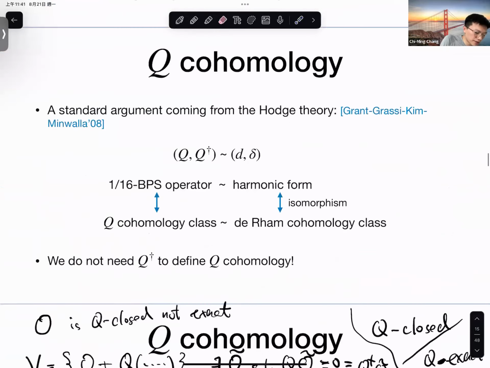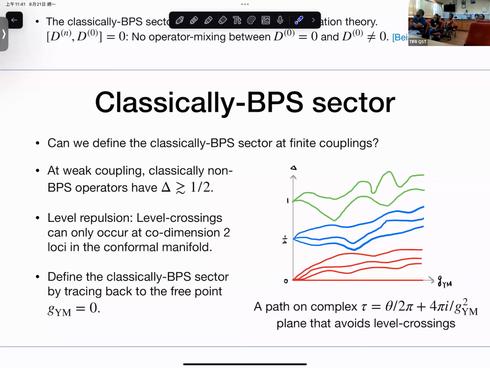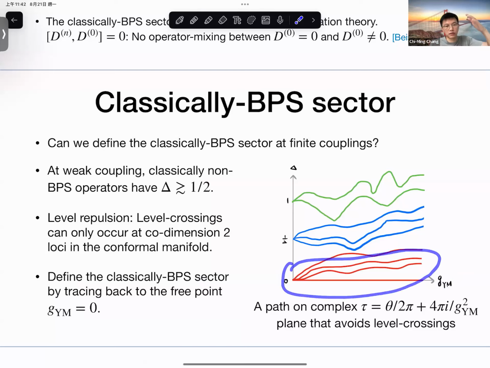From this picture, first they are in class. I mean, they are non-BPS, but they are still classically BPS. So if we tune Yang-Mills coupling from weak to strong, the classically BPS guys are still light in some sense because they are still at the bottom of the spectrum. Some of these red lines can go off to infinity or not. You can find a path going to infinity where no level crossing occurs, and in that case, all these red lines are still at the bottom of the spectrum.